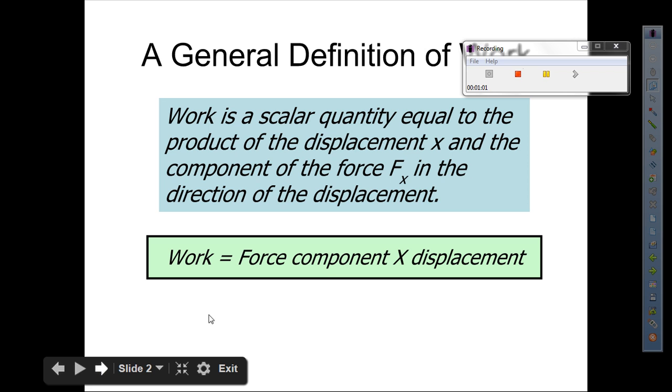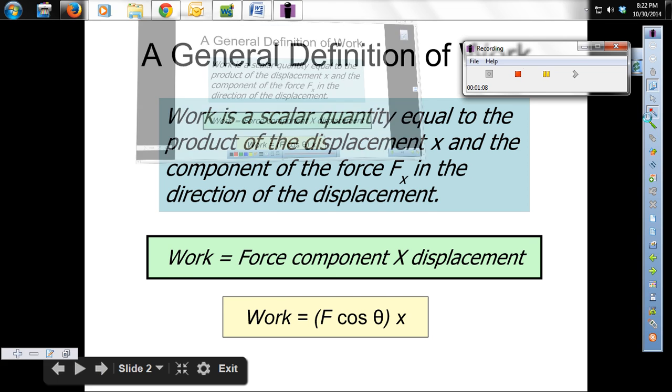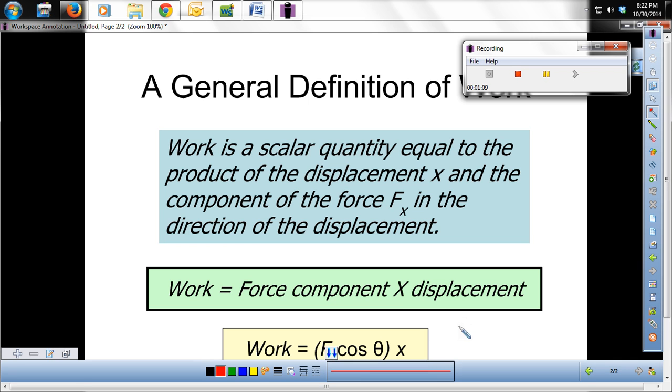Now, if you look at this, if you are shoving a box like that, and F is parallel to the ground, then the angle between your force and the displacement, if it moves that way, is 0. The cosine of 0 degrees is 1. So it's basically F times 1 times the amount of displacement.